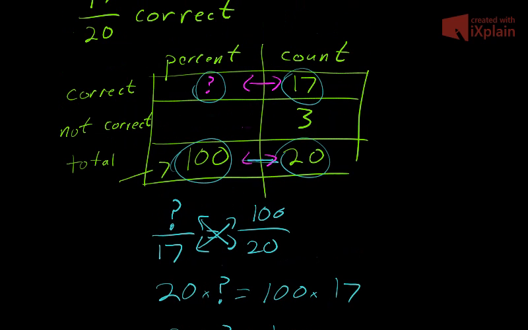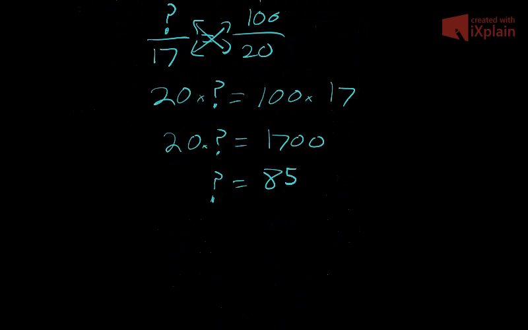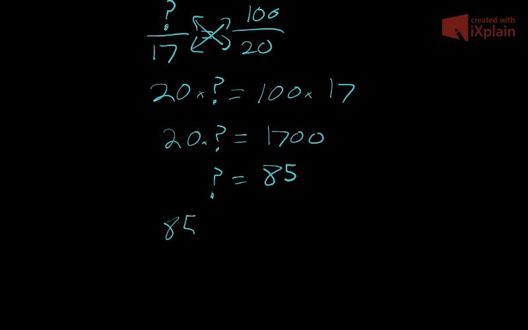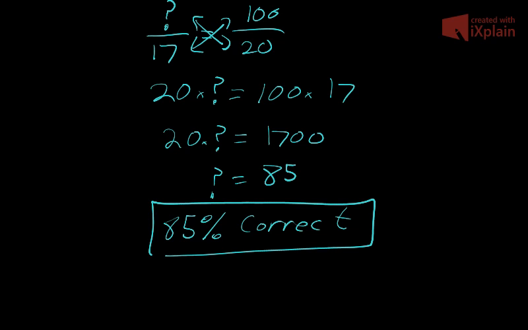And looking up at the table, I can fill that in with 85 here. And that means that she got 85% correct. I'll box that in. So we've seen percentages before. It shouldn't be too bad going on from here.